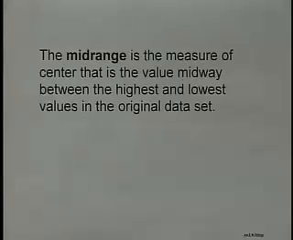Then we have something called the mid-range. The range is the difference between the highest and lowest values, so the mid-range is the middle. The mid-range is the measure of center that is the value midway between the highest and lowest values in the original data set. The way you come up with that is you add the two end values together, and then take that result and divide it by 2. So to find the mid-range, add your two end values together, then divide by 2.